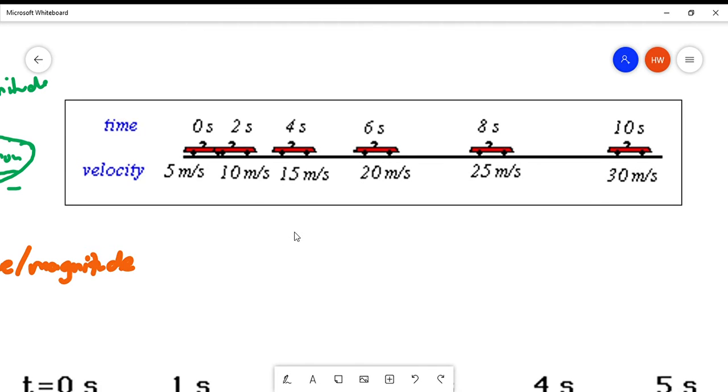So what is the acceleration? We can say that the velocity increases, right? The velocity increase means that the car is in acceleration, have acceleration. So how much is the acceleration? Just by looking at the numbers here, how much is the acceleration?